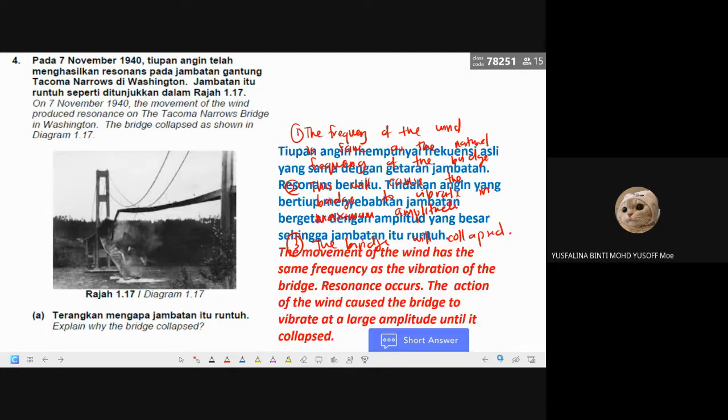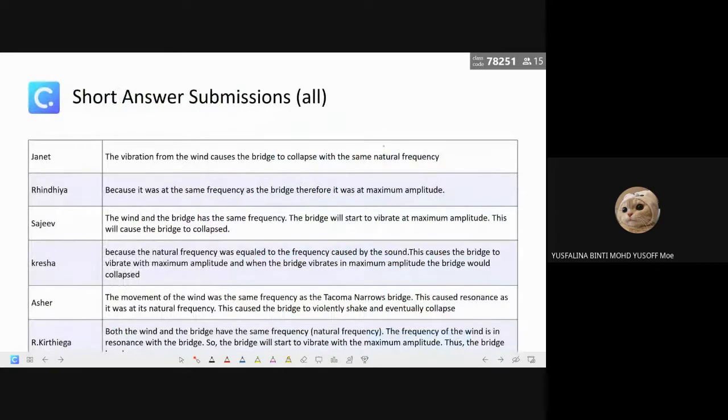So let's check yours. Okay, the vibration from the wind causes the bridge to collapse with the same natural frequency. The vibration from the wind. Okay, give you 1 mark. Because it was the same frequency as the bridge, therefore it was at maximum amplitude. Okay. It's better for you to say the natural frequency of the bridge, because for resonance, the frequency of the wind must be the same as the natural frequency of the object. Okay, this one I give you 2 marks.